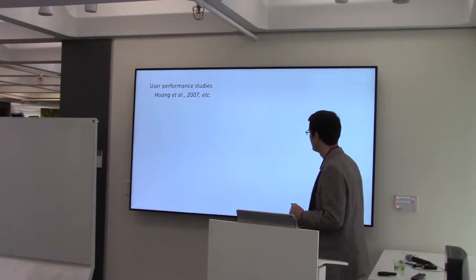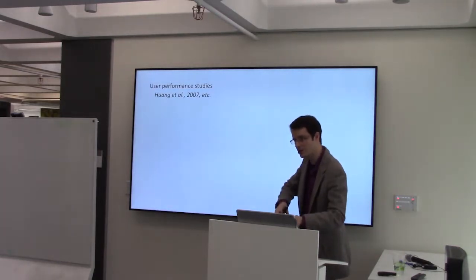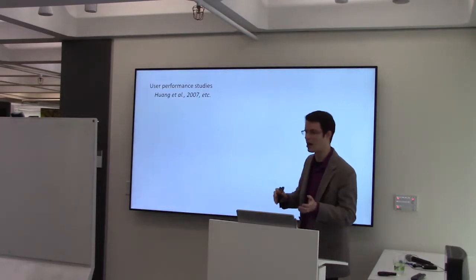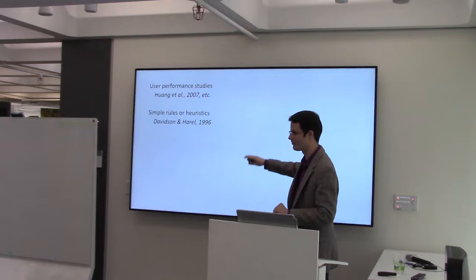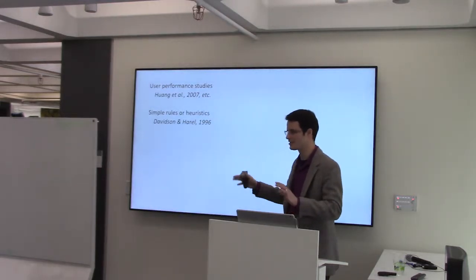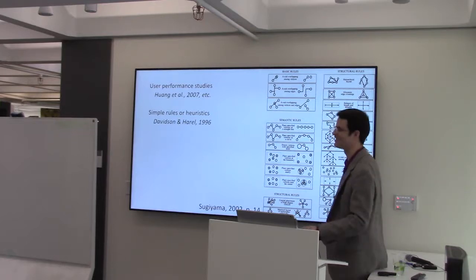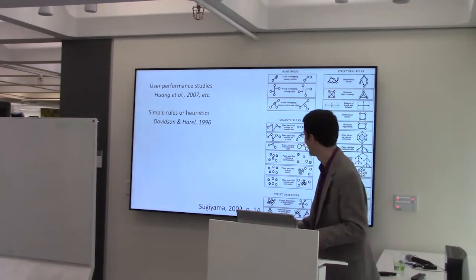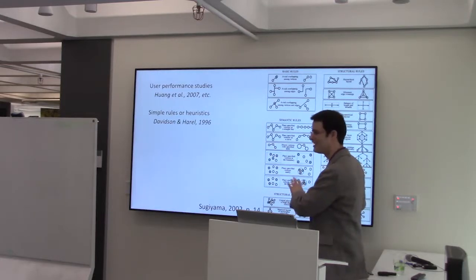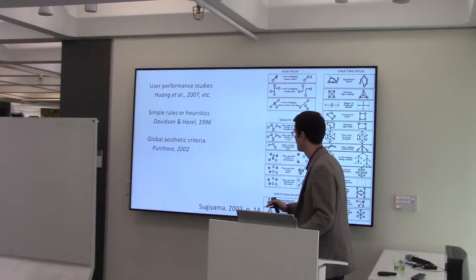And so people have done a lot of work on understanding the perceptual psychology behind how we read these visualizations. They've done user performance studies. People have defined simple rules or heuristics based on the results of those studies. We'll have these massive tables of rules that you want to apply if you're designing one of these things by hand. But it's virtually impossible to keep all of these things in mind and optimize them manually. Plus, it's a ton of work.